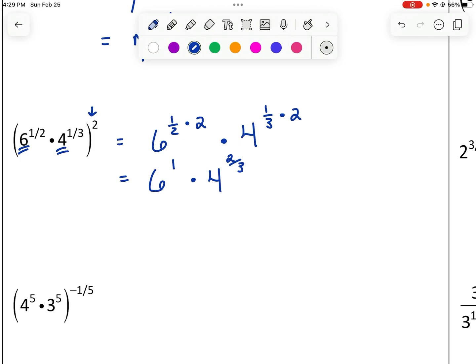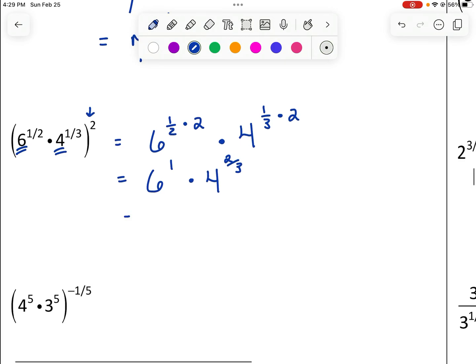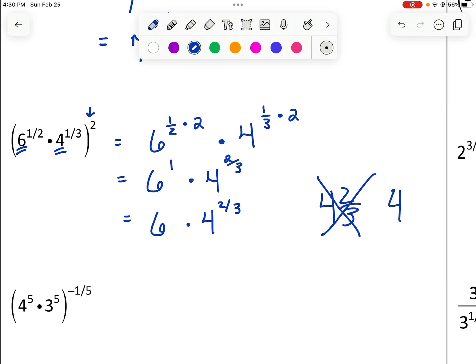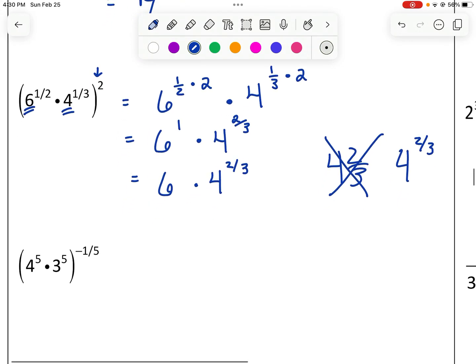If you don't know or understand operations with fractions, please find time to see me later this week or find a video on YouTube. And we can write this as 6 times 4 to the 2/3 power. Again, make sure that your exponents look like exponents and not like mixed numbers. I don't want to see 4 2/3. That is not the same thing as 4 to the 2/3 power. All right, now let's look at the next one.